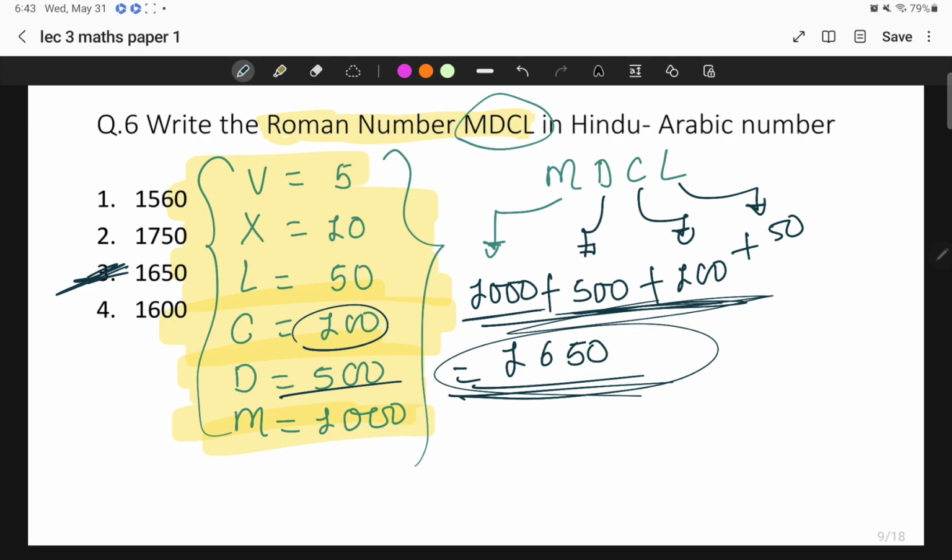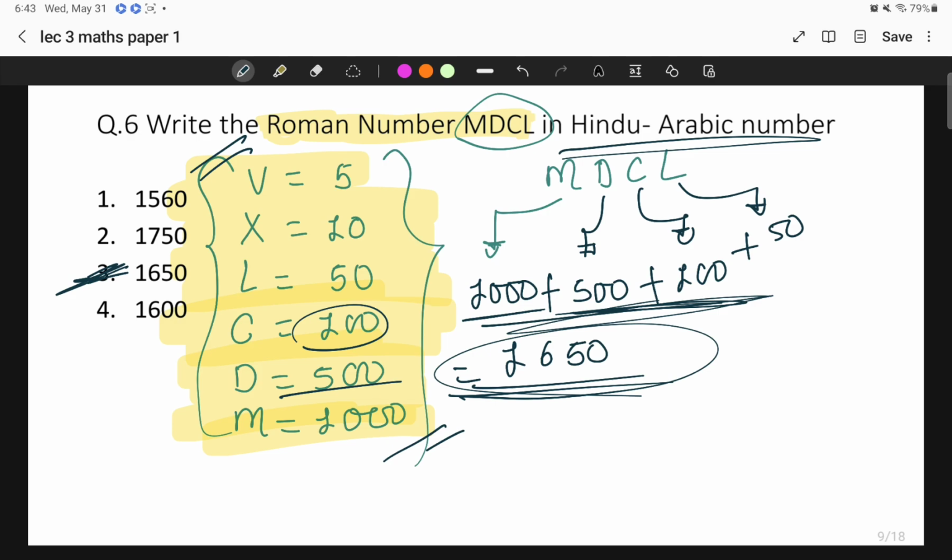Now in this question you have to understand what a Hindu-Arabic number is. These are the symbols by which we are denoting numbers, right? So V denotes 5, X denotes 10, L denotes 50, C denotes 100, D denotes 500, and M denotes 1000. In this way MDCL stands for 1650.